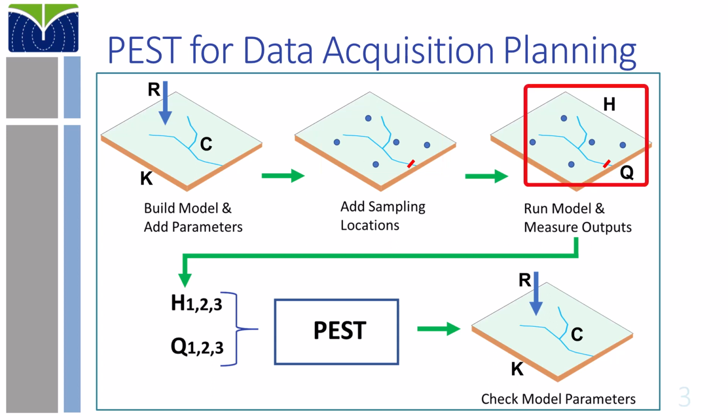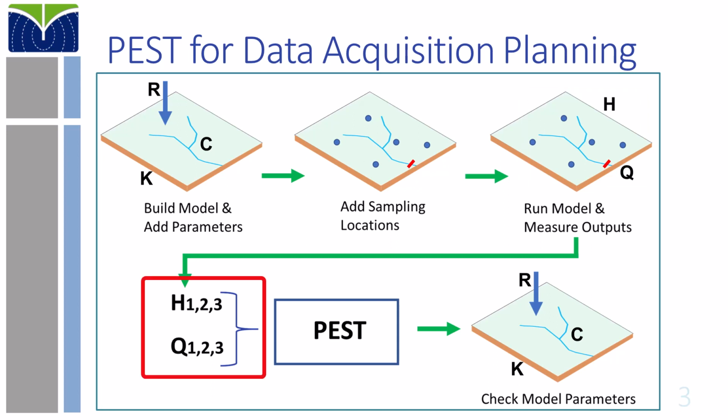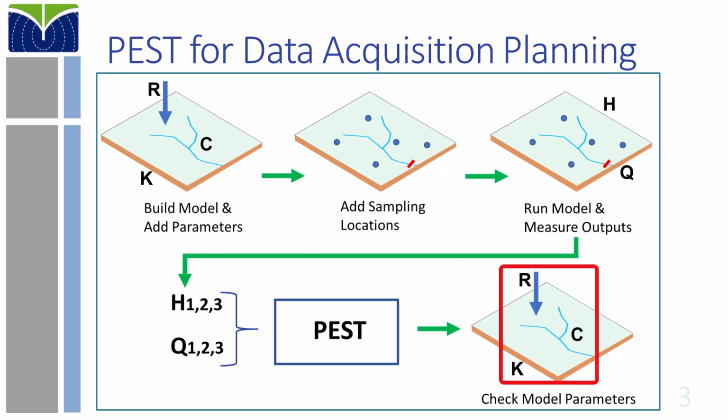Run your model, and in the model, measure the types of data you plan on collecting in the field at your proposed sampling locations. These could be monitoring well water levels, stream flow rates, etc. Take those observations and give them to PEST and ask PEST to estimate the model parameters you are interested in. These are the recharge, hydraulic conductivity, and stream bed conductance values that you already know because you put them into the model. If PEST accurately estimates those parameter values, then your field program is good.